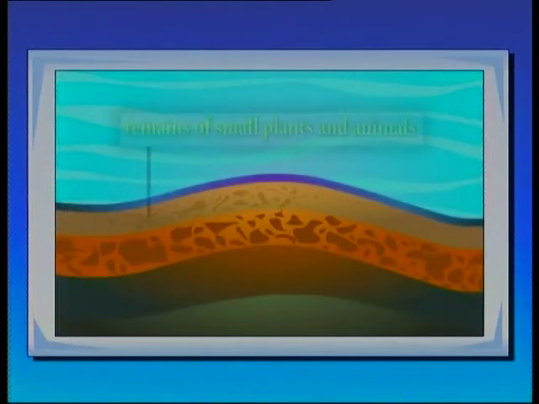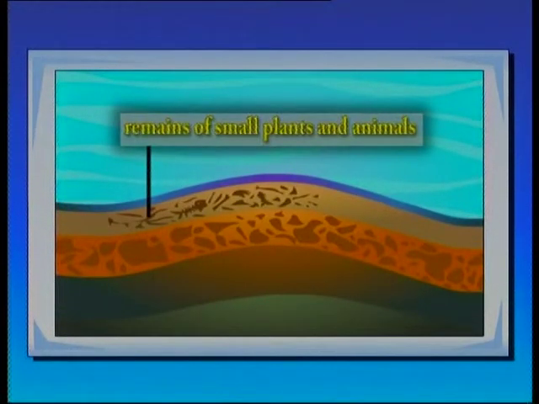Planktons are microscopic plants and animals that live in water. It is the most important source in the formation of petroleum and natural gas. Petroleum and natural gas were formed millions of years ago from decaying organic matter such as phytoplankton and the remains of small plants and animals.